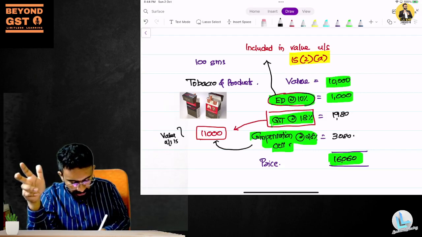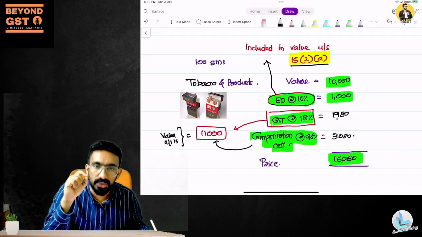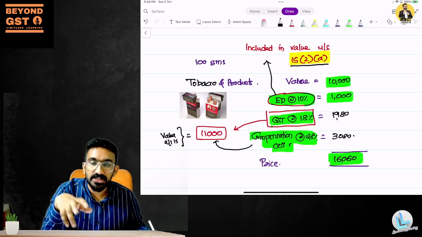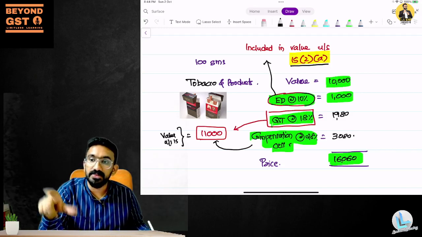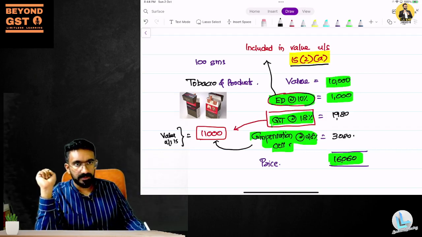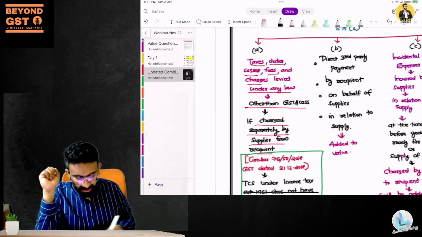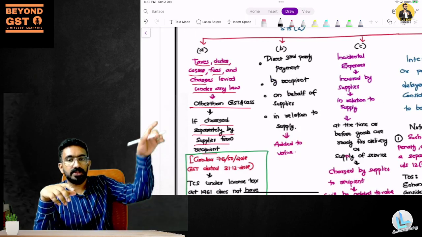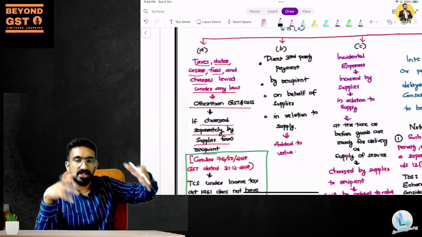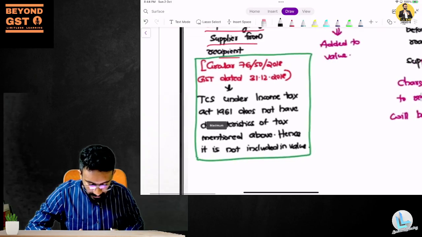So how do you substantiate this? Because as per section 15 subsection 2 clause A, excise duty on tobacco has to be added to the value before I compute GST on the tobacco and tobacco products. Why? Because if you look at our provision, it says any taxes, duties, fees and cess charged other than GST, if it is collected from the customer, should be added to the value.